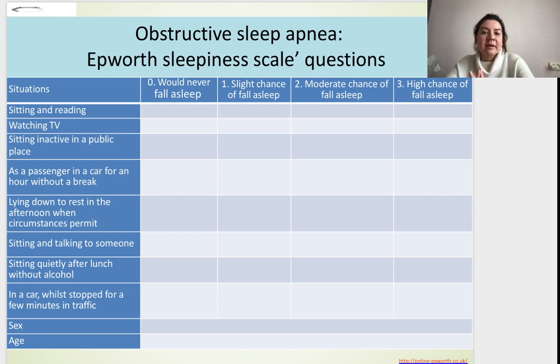And here is the Epworth Sleepiness Scale, a questionnaire to determine daily sleepiness. We usually give it to the patient. It contains different situations like sitting and reading, watching TV, sitting inactive in a public place, as a passenger in a car, and other situations. On a scale from 0, would never fall asleep, to 3, high chance of falling asleep, the patient should answer each question. According to the filled-in table, we check the general points on this scale.